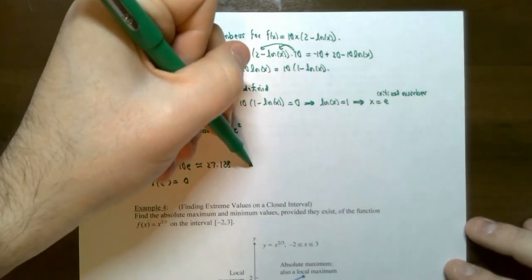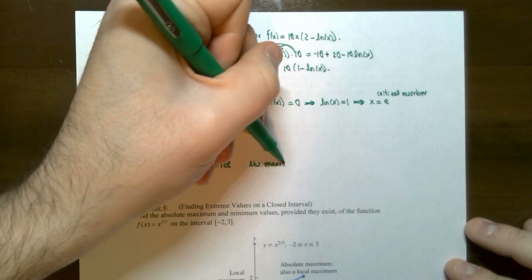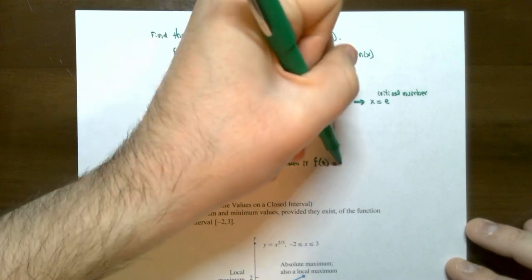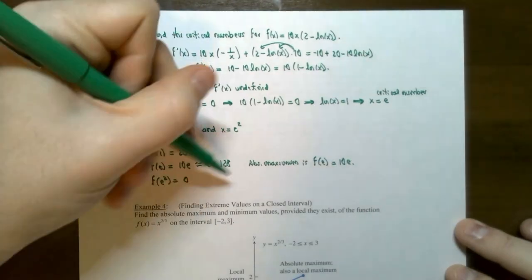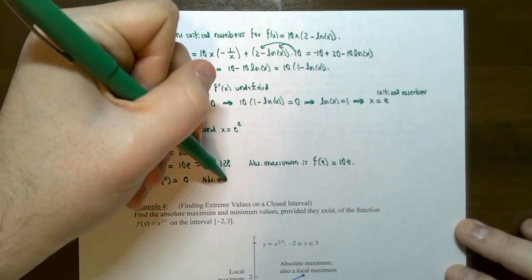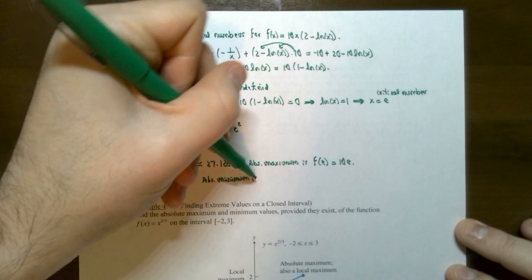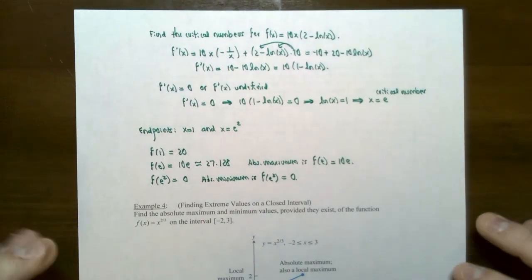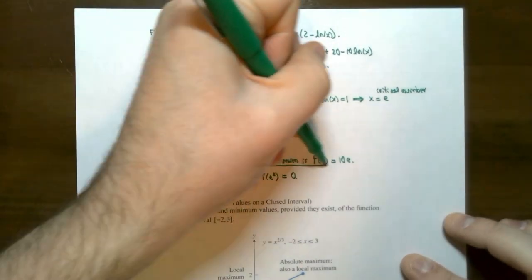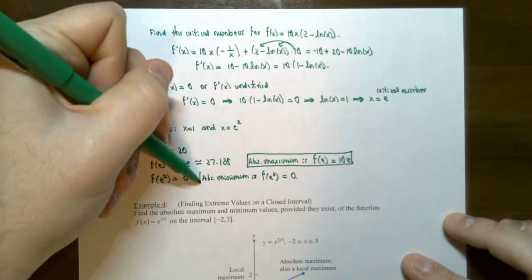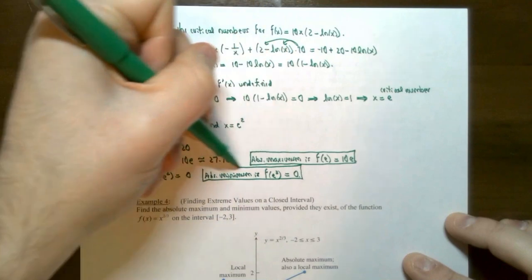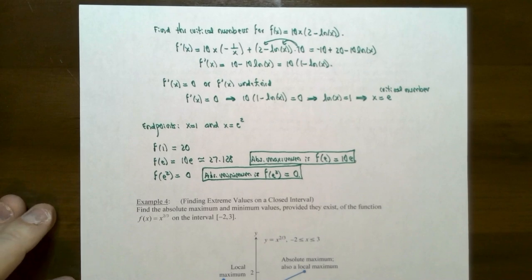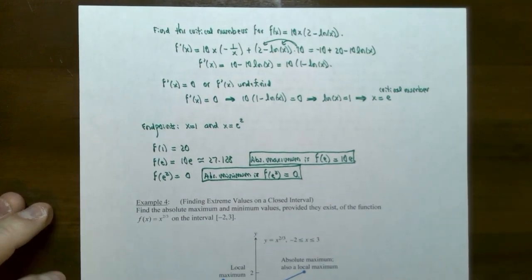So it looks like the absolute maximum is f of e, which is 10 times e. And the absolute minimum is f of e squared, which gives you 0, which is the smallest y value. So we are guaranteed to have an absolute max and an absolute min, and we found them. Absolute max is 10 times e, and the absolute min is 0. So that's one application of finding the absolute max and absolute min.